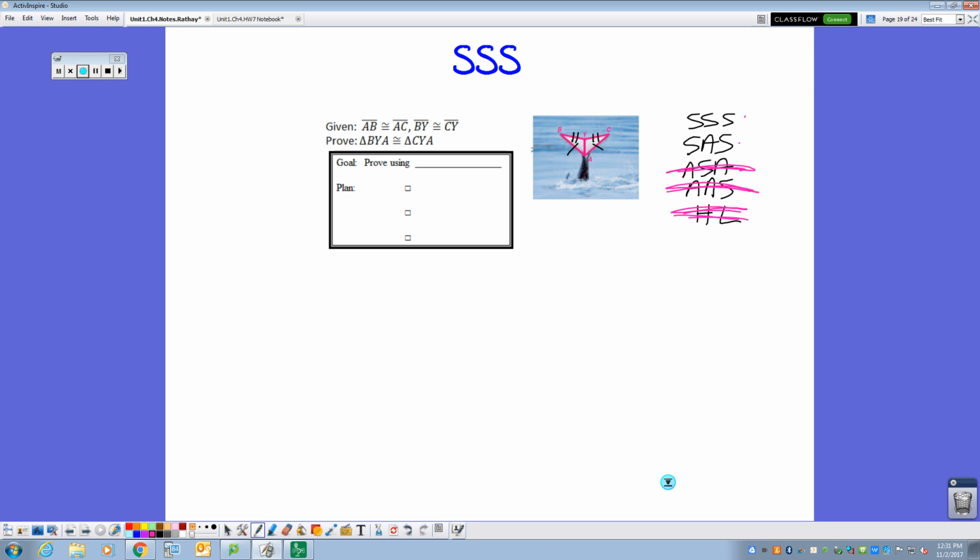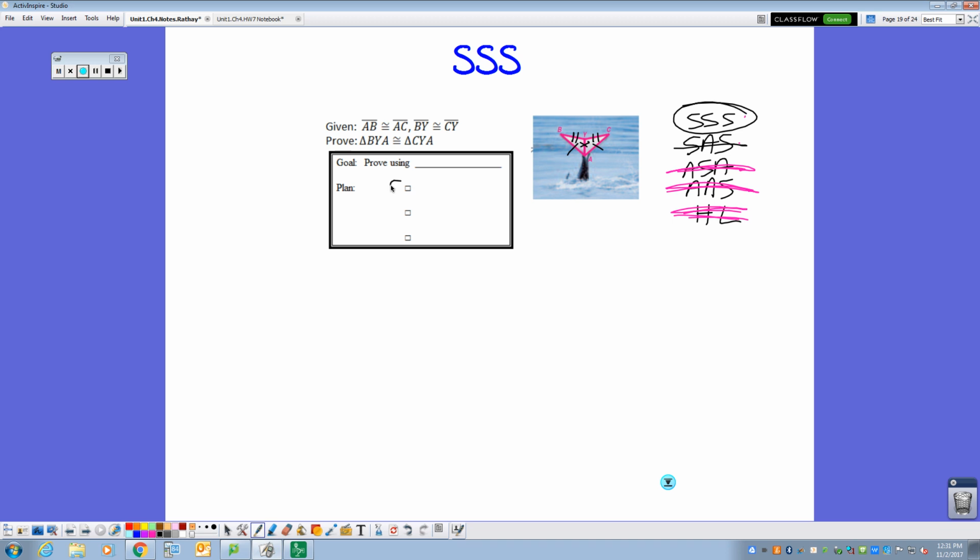If it was SAS, we would have to know angle B is congruent to angle C. And we don't. To be SSS, we would have to know that AY is congruent to AY. Well, of course it is, it's the same segment. So we can get that piece, which makes this an SSS group.